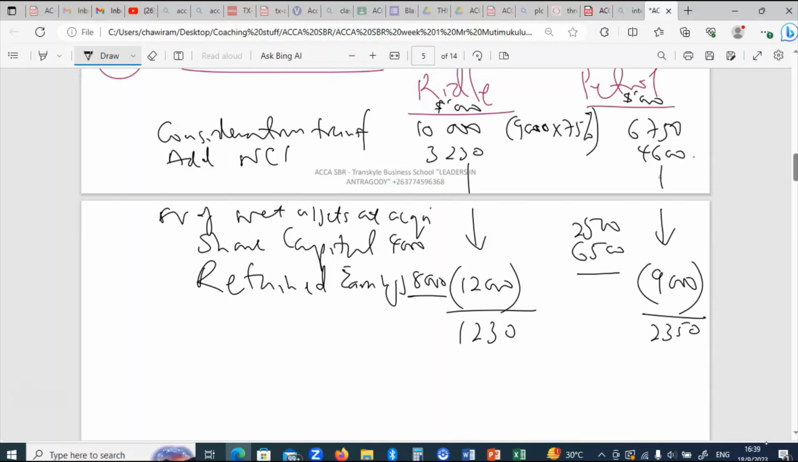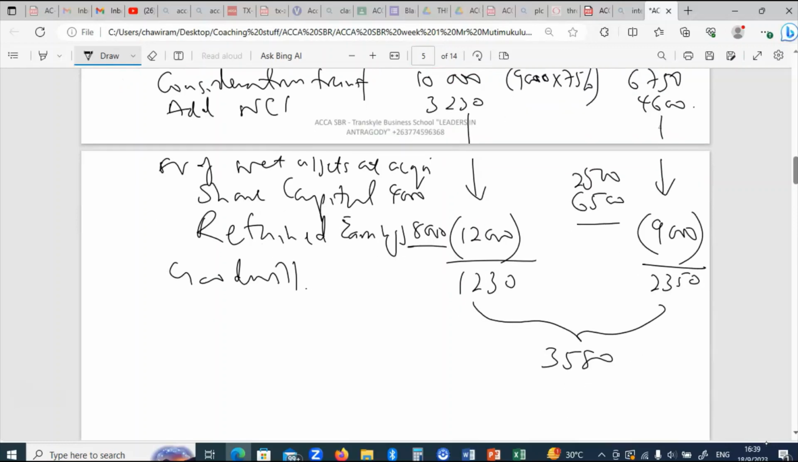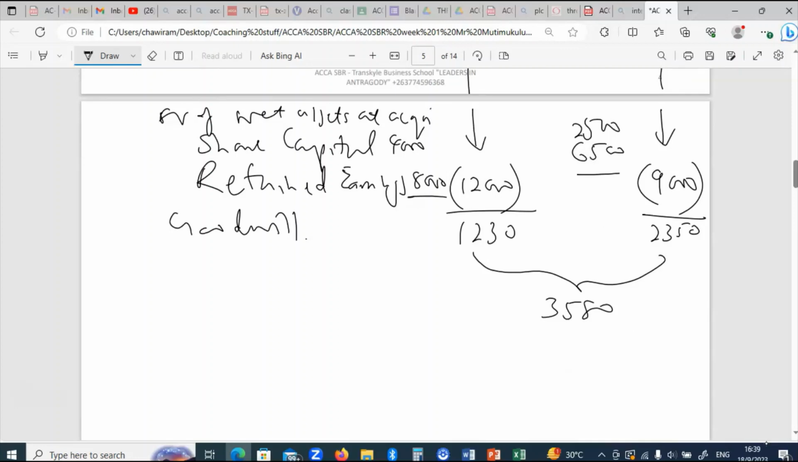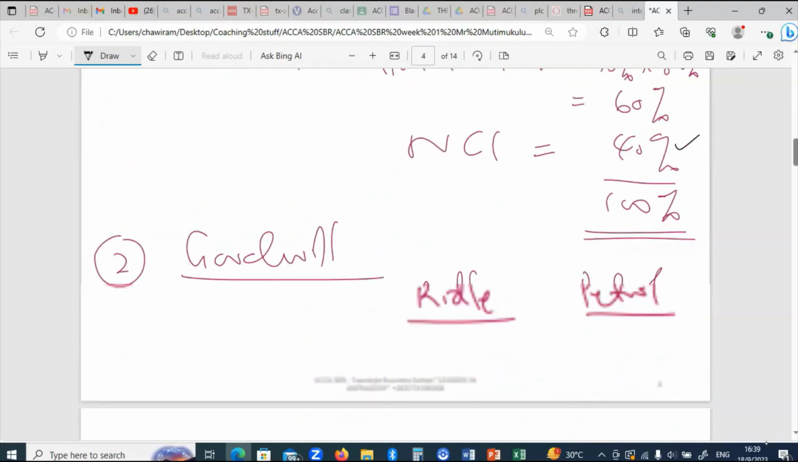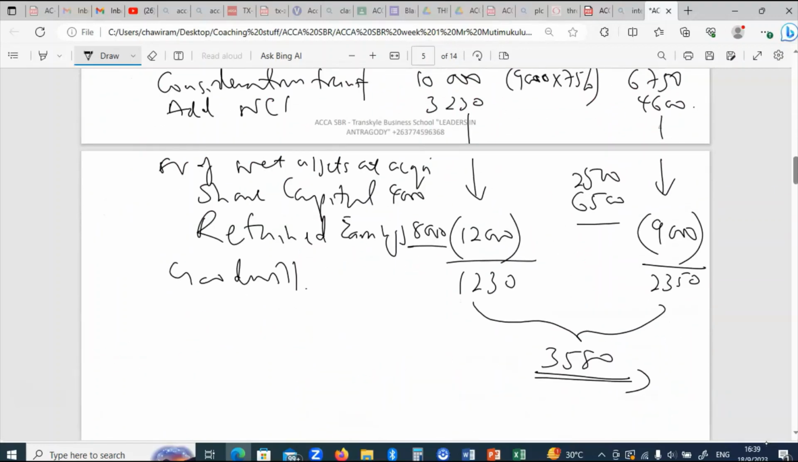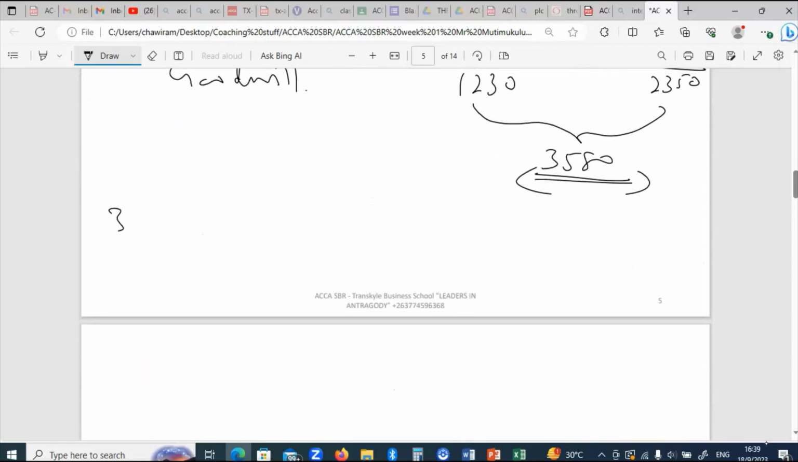2,350. Okay, now these are goodwills of individual companies. We then have to add them up and come up with a combined figure for the goodwill, which is 3,580. Okay, that's the goodwill. Now you then have to look for information on impairment. Okay, and they say that there was no impairment, so the figure is final. You get your 2 to 3 marks here, and then you do your working number 3.